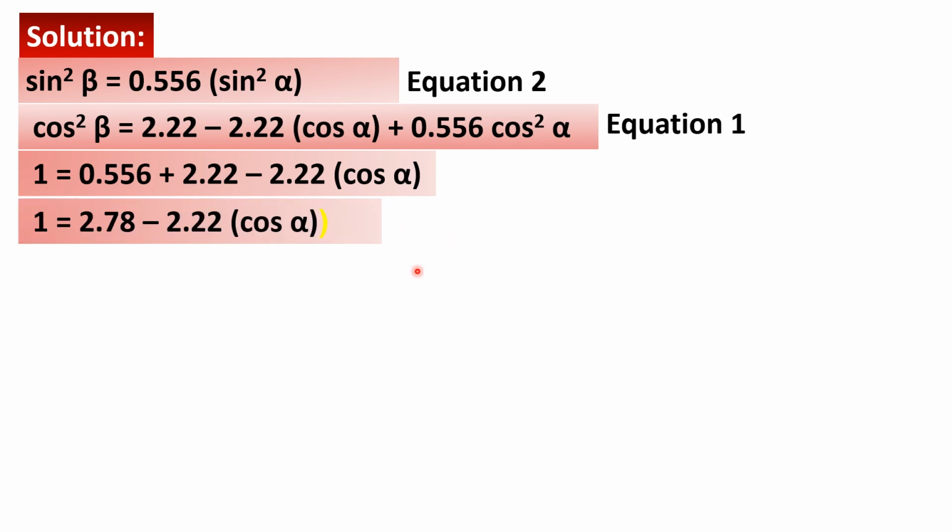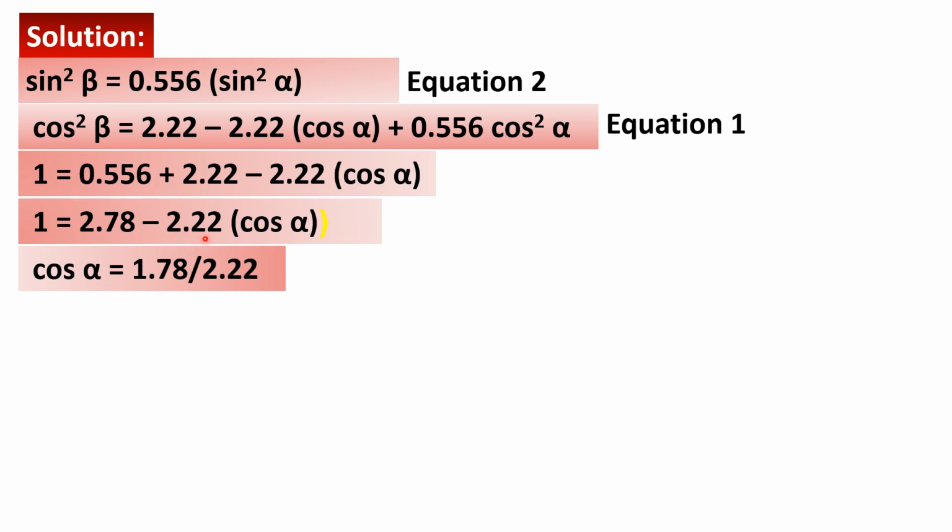So, what we did was just to add this 0.556 plus 2.22, and we get 2.78. Then minus 2.22 cosine alpha. Alright? And then we will isolate 2.22 cosine alpha, okay, by moving this to the left side of the equation, and at the same time move 1 here to the right side. And what we will get is something like this.